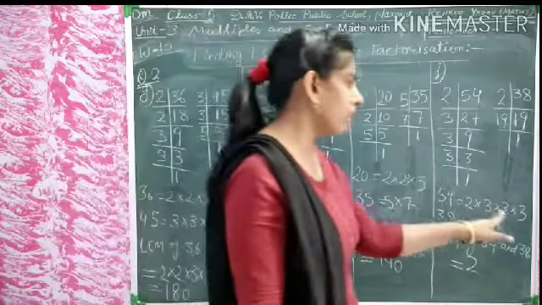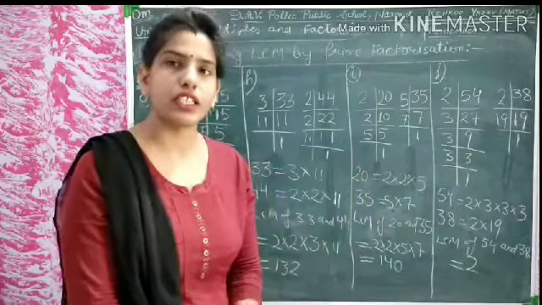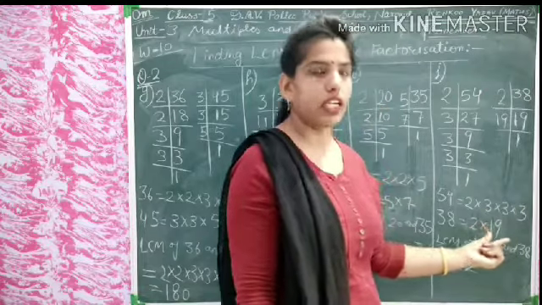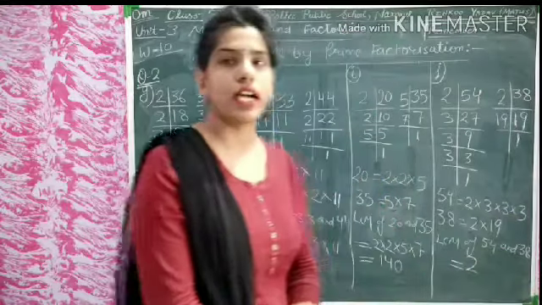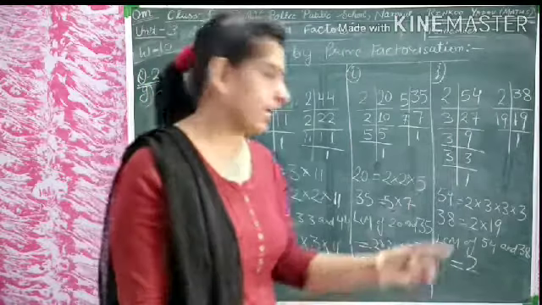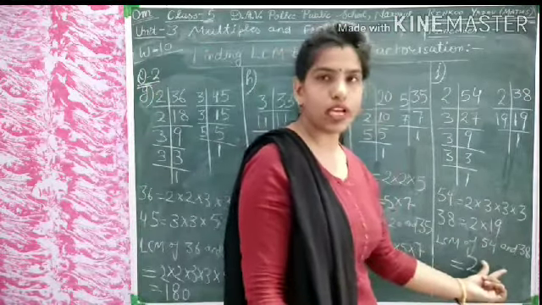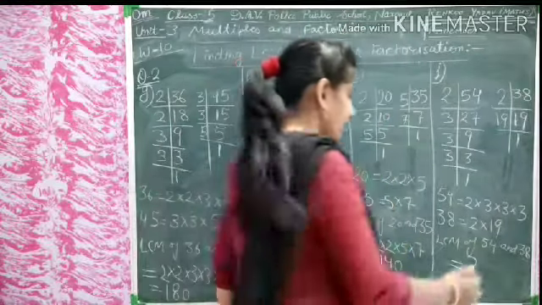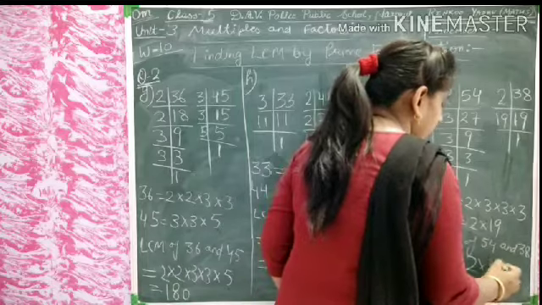And now we will check the number 3 here. 3 occurs 3 times in the first number and there is no 3 in the other. It means the maximum number of times 3 occurs is 3 times in this number. It means we have to write 3 times in the LCM also. So 3 into 3 into 3.